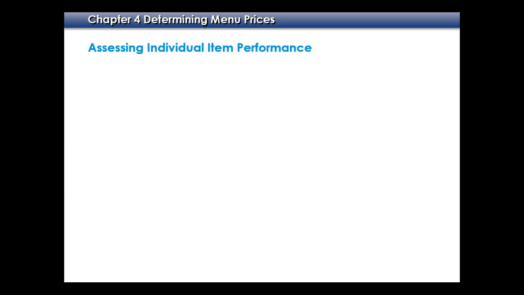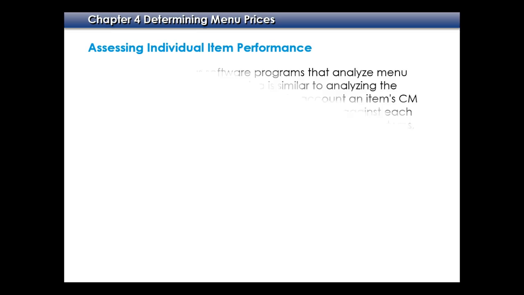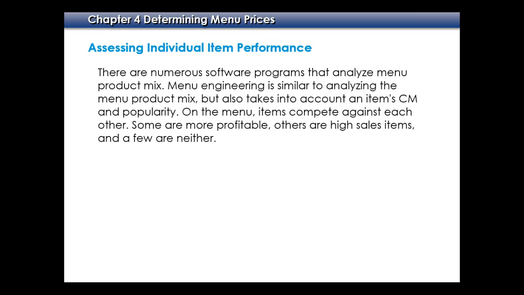So we're going to assess the individual item performance, which is actually what we just did. I didn't like the way this was set up. There are numerous software programs that will analyze the product mix. So menu engineering is similar to analyzing the menu product mix, but also takes into account those contribution margins and the popularity. On the menu, items compete with each other. Some are more profitable, some have higher sales, and some are few or neither.